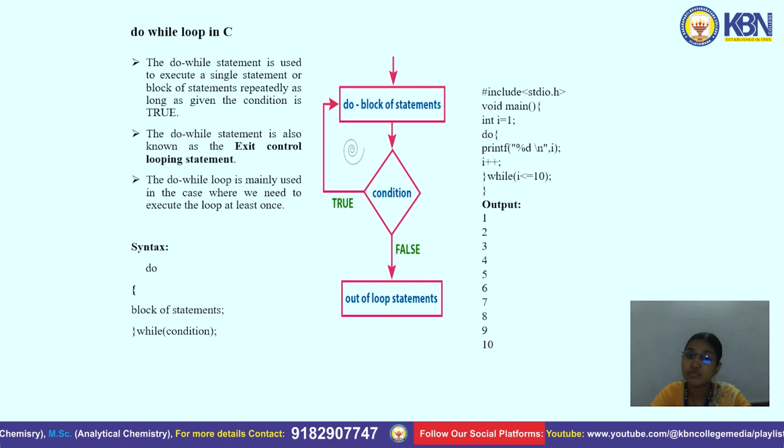And these steps are repeated while 10 is less than or equal to 10. The condition is true. 10 will be printed. Again the I value is incremented to 11. 11 less than or equal to 10, the condition becomes false. It will terminate the loop.